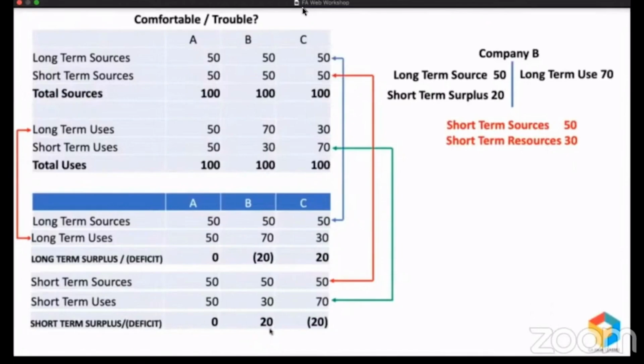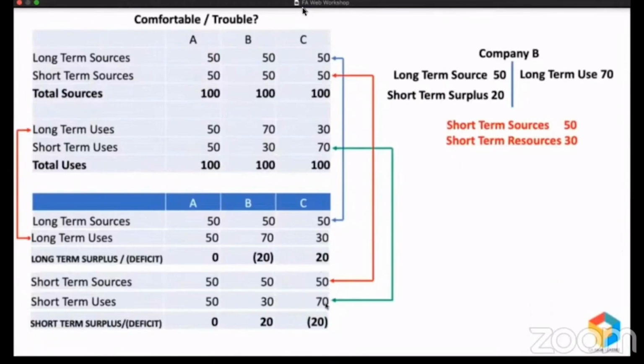But if you look at company C, they've raised 50 million long term, they've spent only 30 million, so they had a surplus of 20 million. That surplus of 20 million, along with the short-term fund of 50 million, gives them short-term resources of 70 million. And if you look at it from the other side, within 1 year they are supposed to pay 50 million, and for paying that 50 million, what resources do they have? 70 million. That's why we say company C is in a comfortable situation.